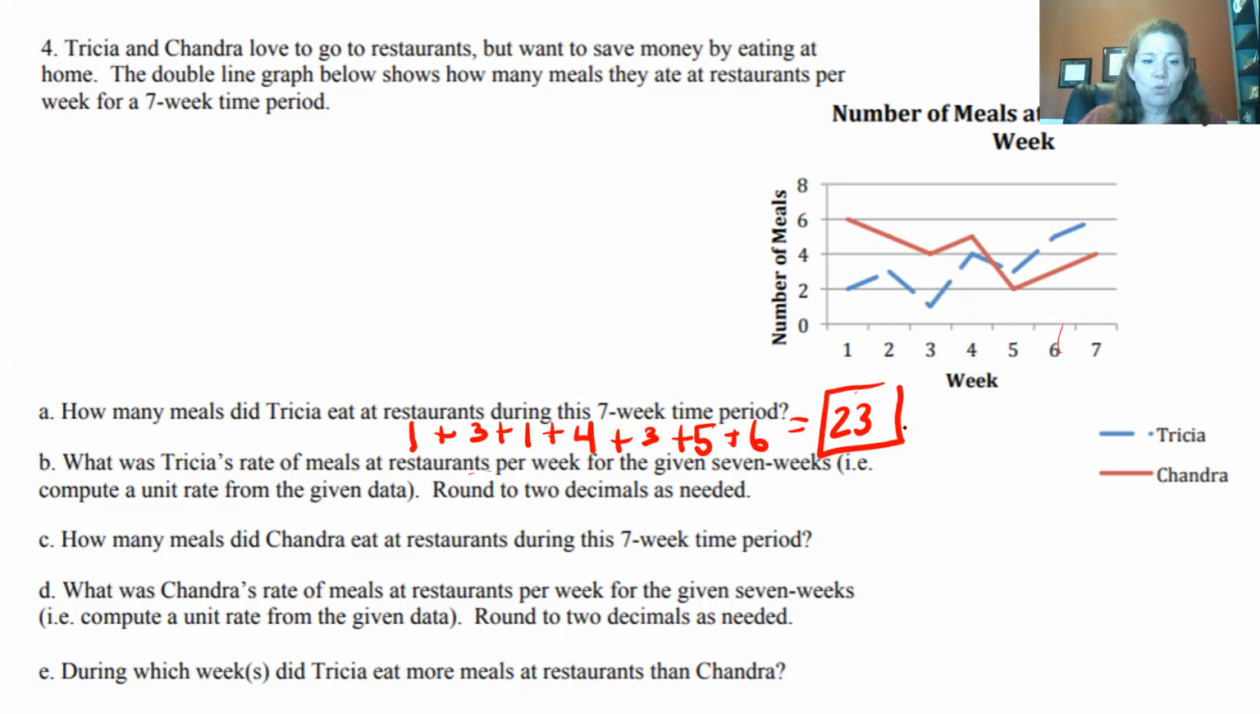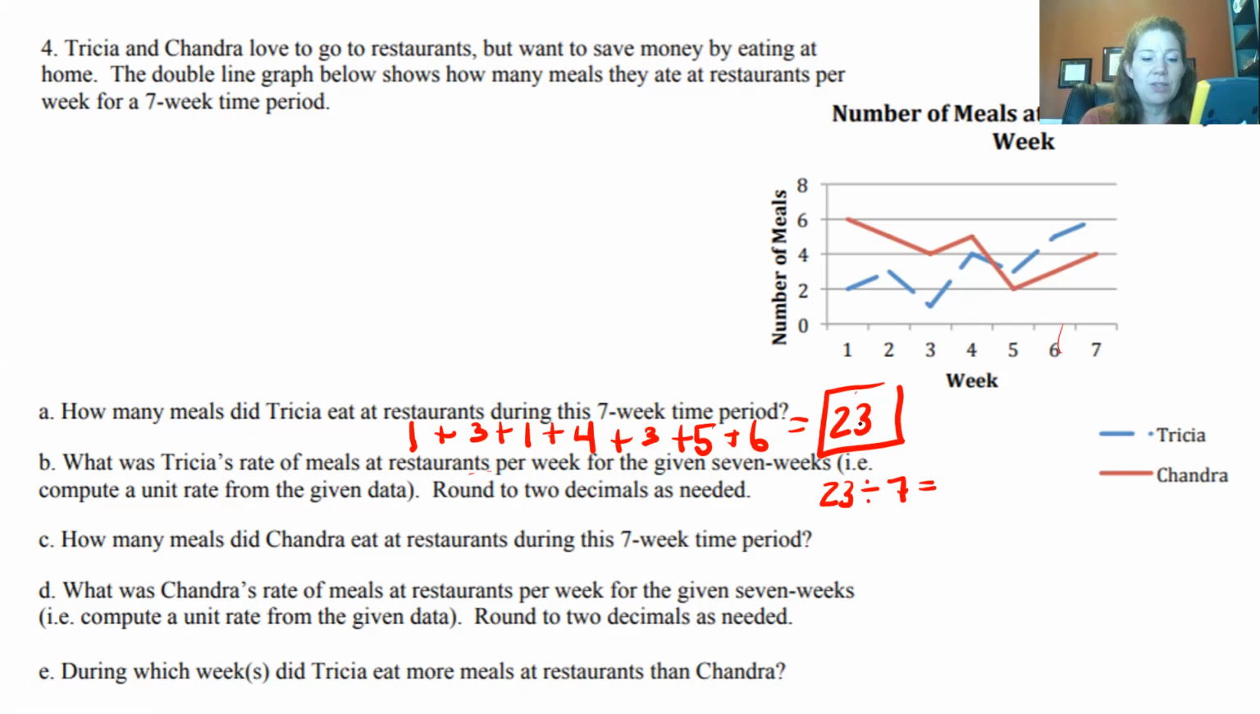What was Trisha's rate of meals at restaurants per week for the given 7 weeks? For example, compute a unit rate for the given data, round to 2 decimal places. In other words, it wants to know what is her average per week. So basically, we would divide 23 by the number of weeks, and it says round to 2 decimal places.